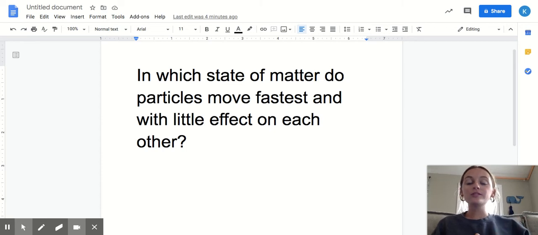All right, we are going to review the last two questions that you just answered relating to states of matter and the arrangement of molecules in those states. So in which state of matter do particles move fastest and with little effect on each other? Think about what you put as an answer. You don't have to retype it, but just say it out loud.